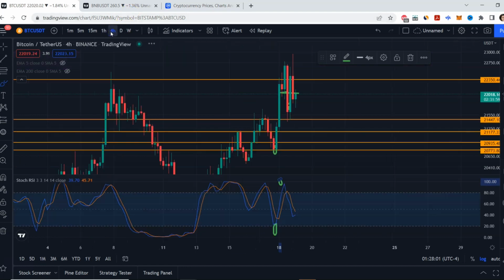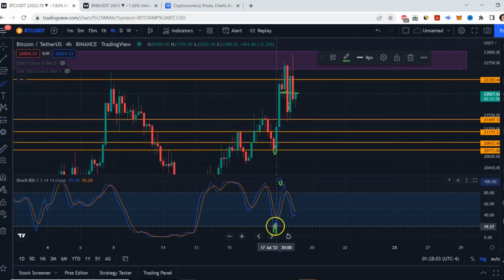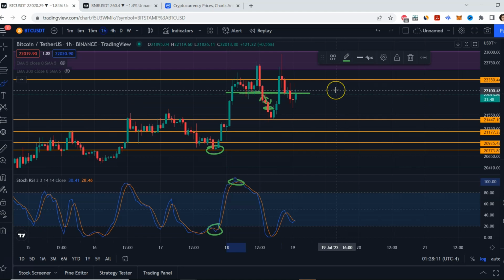But if we look at the 4-hour chart, it's the same thing, right? It's in the oversold area. So sometimes we forget about it. Sometimes the market moves too fast and we cannot react to it. So luckily, there's this retracement.